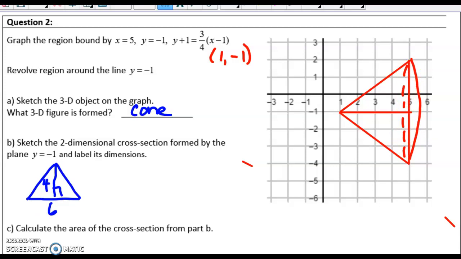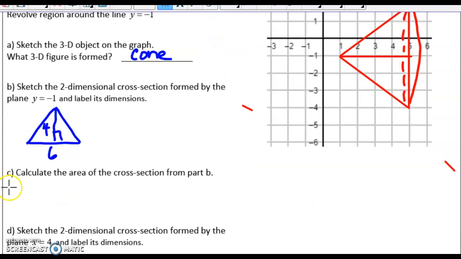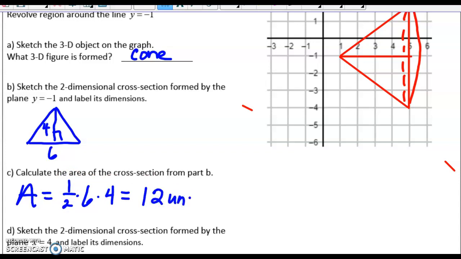So if we wanted to calculate the area of that triangle, that would be pretty easy to do. We know a triangle is 1/2 the base times the height. So this would be 12 square units. Does that make sense?